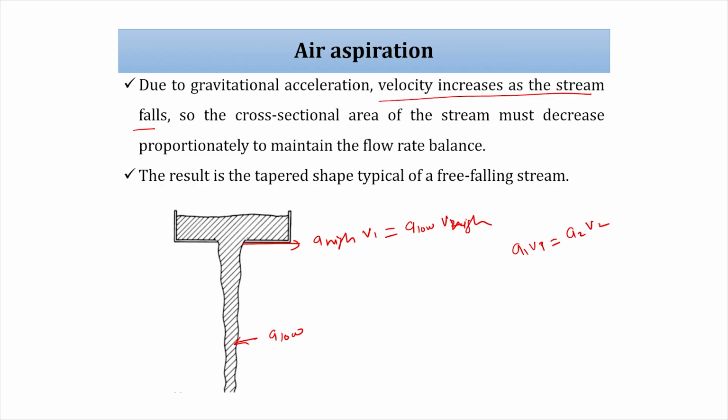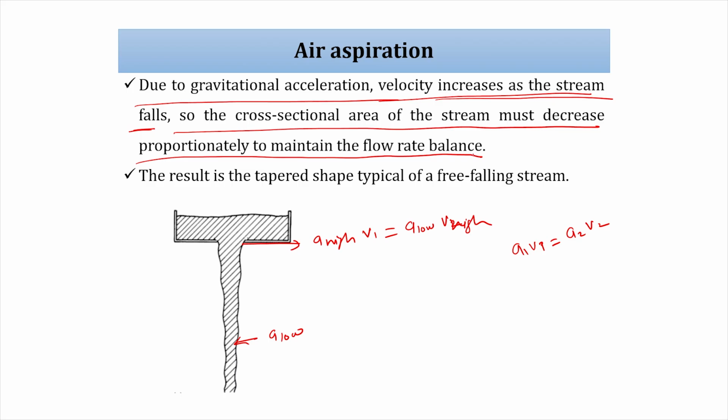If the top has area high, so velocity is low, and the bottom has higher velocity because of gravity, so area should be low, isn't it? That is the mass continuity equation you have to observe. So due to gravitational acceleration, velocity increases as the stream falls, so the cross section area of the stream must decrease proportionally to maintain the flow rate balance. To maintain the flow rate, the cross section area should decrease. This results in a tapered shape in a vertical free fall system. This indicates typically a tapered shape.